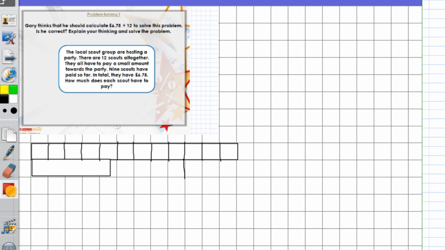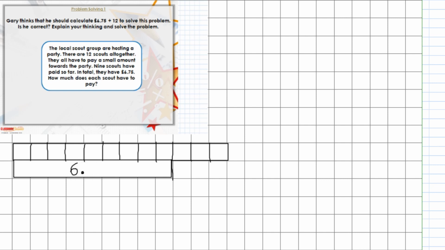And each of them have to pay a small amount towards the party. We're assuming here that they have to pay an equal small amount, although it doesn't technically say that. So far 9 scouts have paid. So 1, 2, 3, 4, that's 9 up to there. So this is my 9 scouts, and that is £6.75. So 9 scouts have paid, and in total they have paid £6.75. Not £6.75 each, but together. We just want to find out what one scout has to pay. So we're just taking £6.75 and we're dividing it by 9.